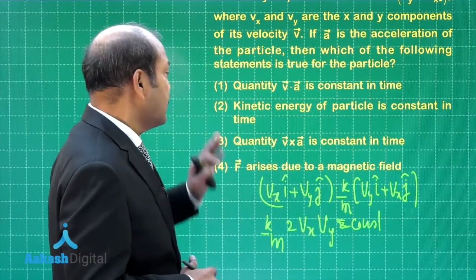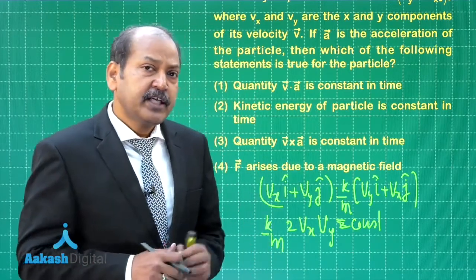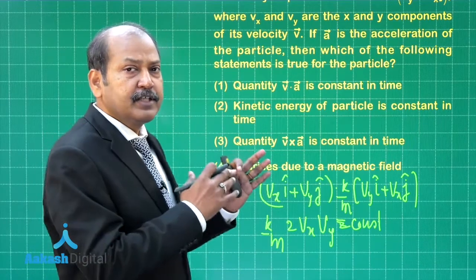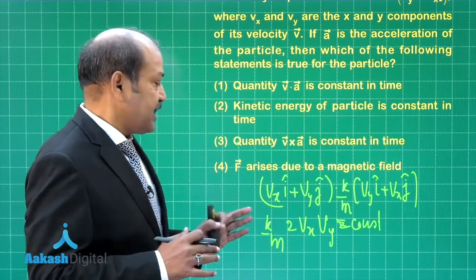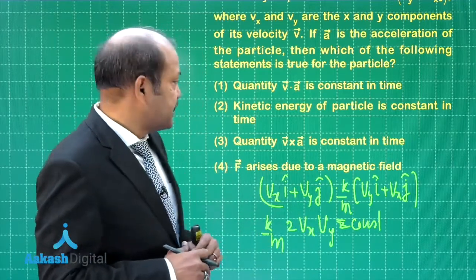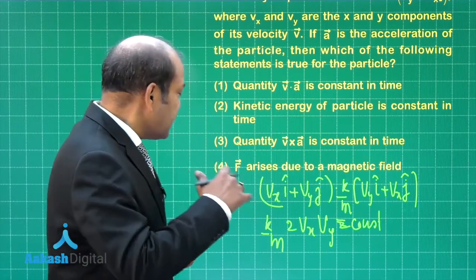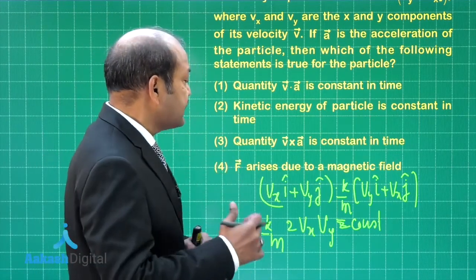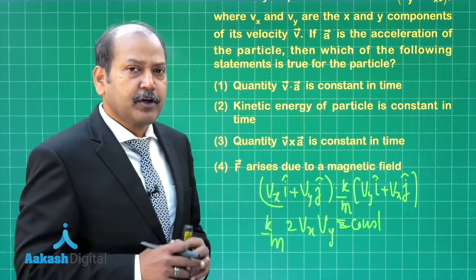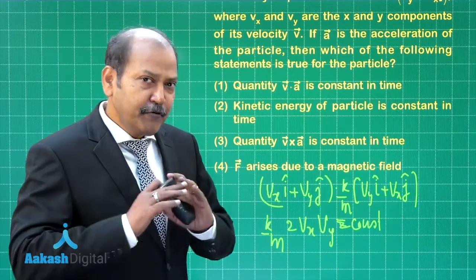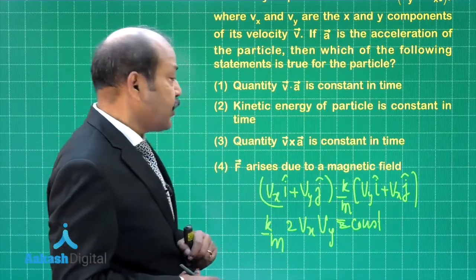Coming to option 2, kinetic energy of the particle is constant in time. Now, if that was true, then the dot product of the velocity and acceleration should have been 0, which is not necessarily the case. It is not coming out as 0. So, option 2 is ruled out. Similarly, if we look at option 4, F arises due to a magnetic field. If this had been the case, then the dot product of the force and velocity would have been 0, which is not the case. So, we need to evaluate option 3 also.